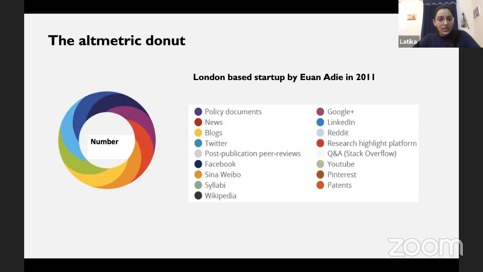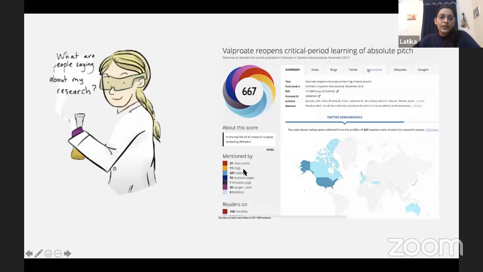And so this is a quick list of the sources sampled by the altmetric donut. It was basically a London-based startup set up by Euan Adie in 2011. And look at the brilliance, the wide variety of sources: Google Plus, patents. So patents are important, right? News, the red is news, and then Wikipedia. So all of it you see in one go.